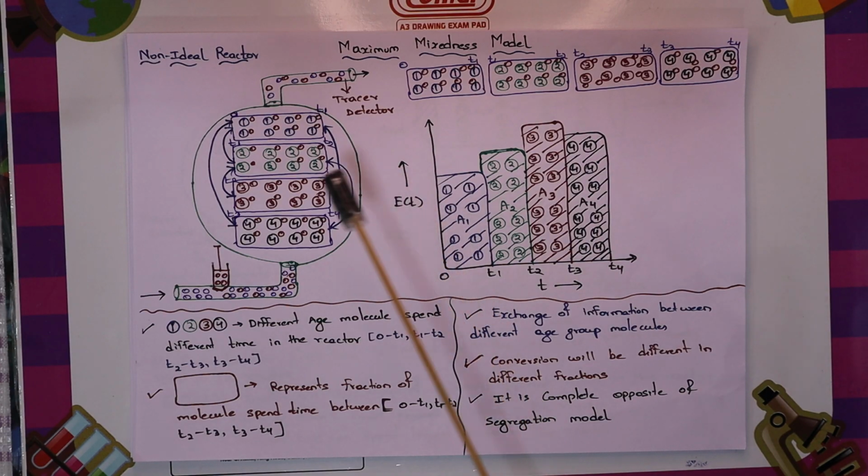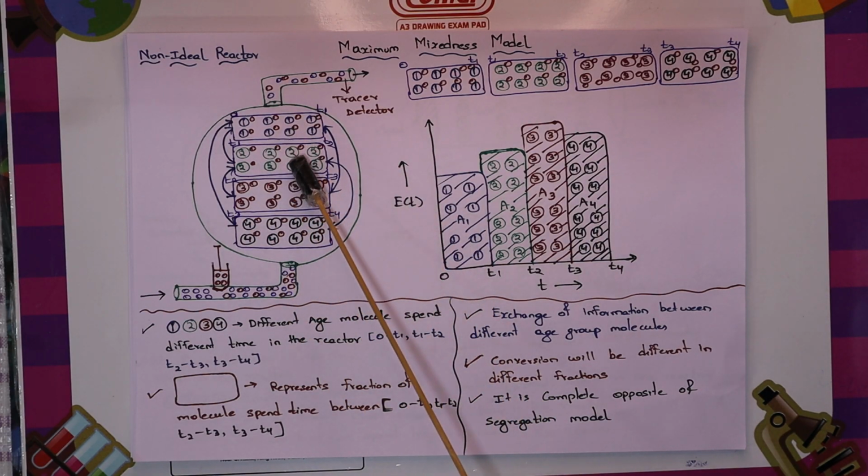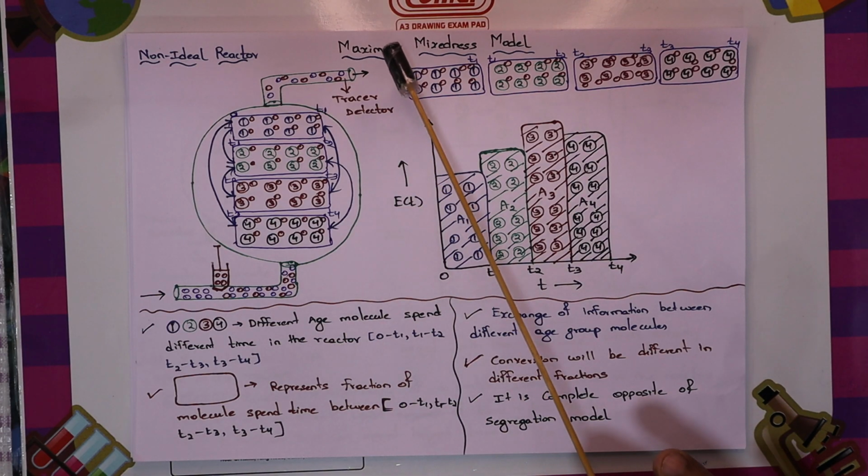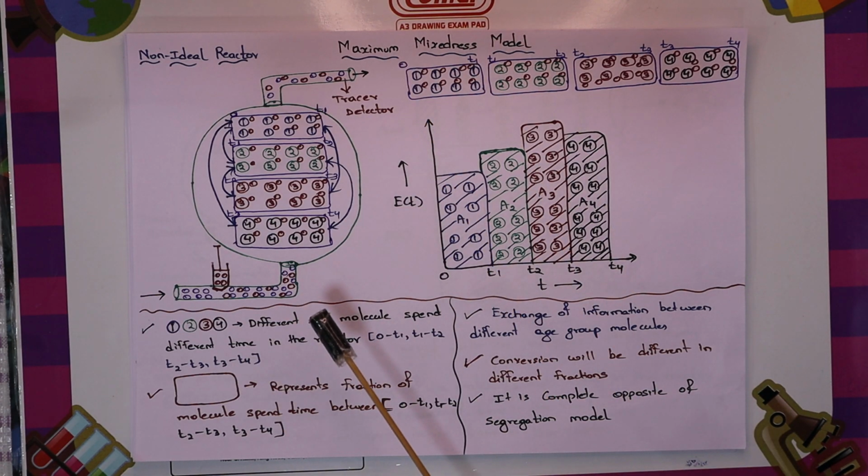The E of t curve will be the same, because the time spent by the molecules is the same when we compare the segregated model and the maximum mixedness model. For example, age 1 molecules spend time between 0 and t1, age 2 between t1 and t2, age 3 between t2 and t3, age 4 between t3 and t4. The time spent is the same in both models, but in the maximum mixedness model the molecules interact with the other molecules before they exit the reactor. That is what the maximum mixedness model talks about, explained in words.